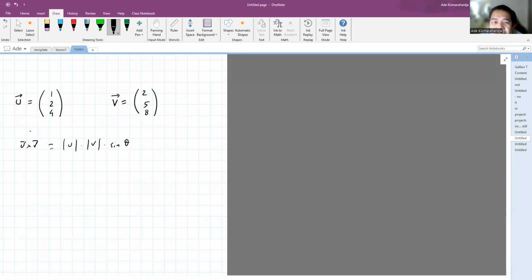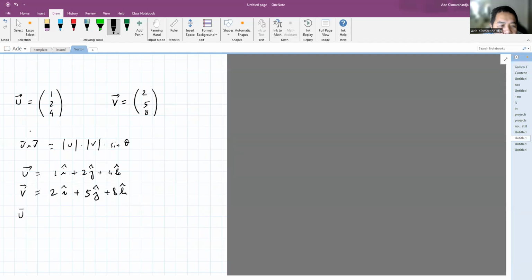Now, there is another way of doing this when you have these two vectors. Essentially, we will write them with their unit vectors first. So in this case, u is 1i plus 2j plus 4k. And also v is 2i plus 5j plus 8k.